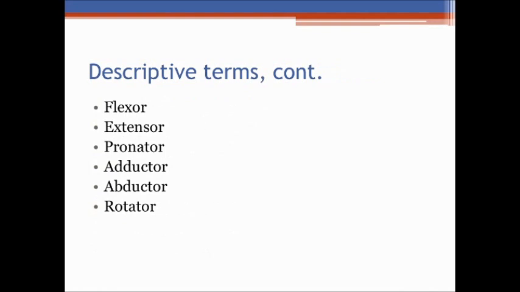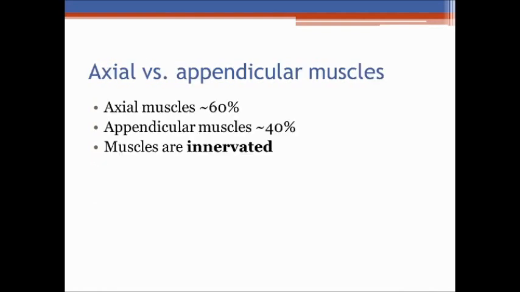They can also, like I said, describe the action that they do. So some of them start with flexor, extensor, pronator, adductor, abductor, or rotator. Most of the muscles in your body are found in your axial skeleton. There's about 60% of them there, and 40% are within your appendicular skeleton. And all muscles are innervated, like we've talked about before, where they need an axon to penetrate the epimysium of the muscle belly in order for them to actually be able to contract.